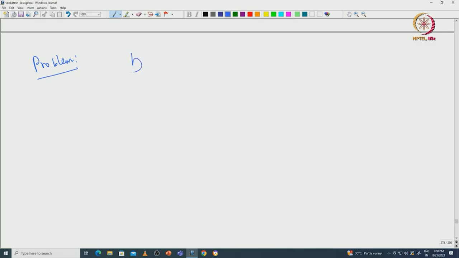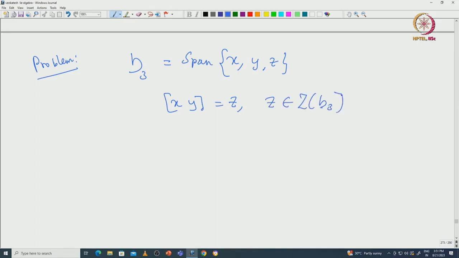So, recall the Heisenberg algebra H3, which is spanned by x, y, z, where the bracket of x and y is given to be z, and z is in the center of this H3. Now one can easily show that this is indeed a soluble Lie algebra, H3 is soluble.